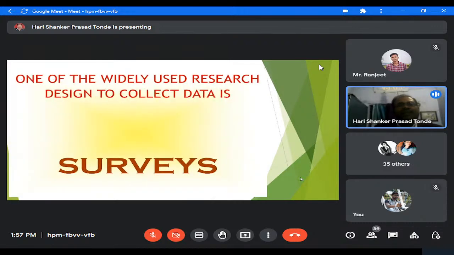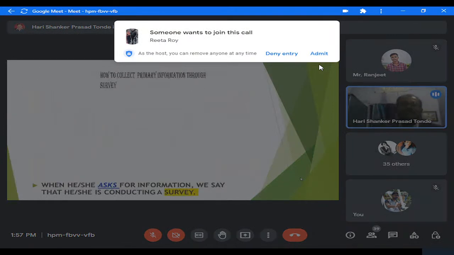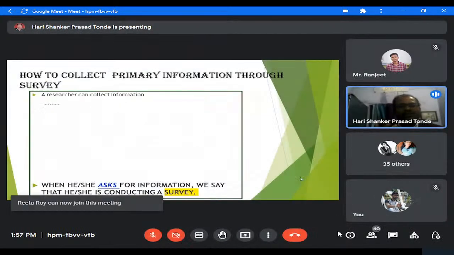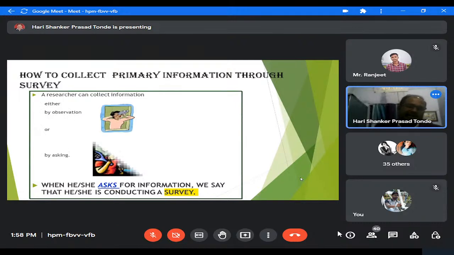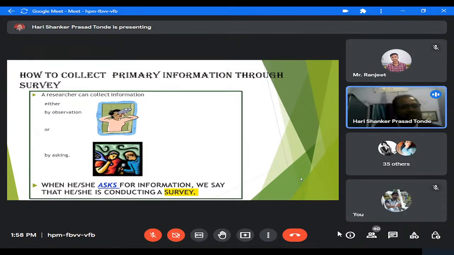So that was one of the widely used research designs to collect data. The second one is the survey method. Survey means collecting the data by approaching society, approaching the masses, so that a particular result comes out, and we are asking some questions directly or getting information by observation. The whole thing comes under the survey scenario. So a researcher can collect information either by observation or by asking.